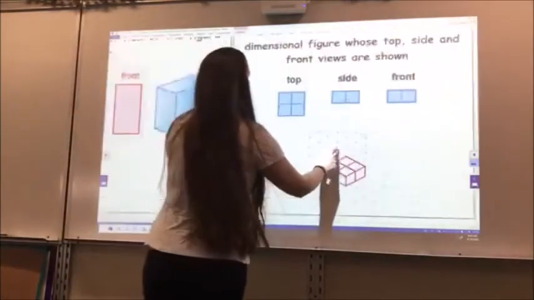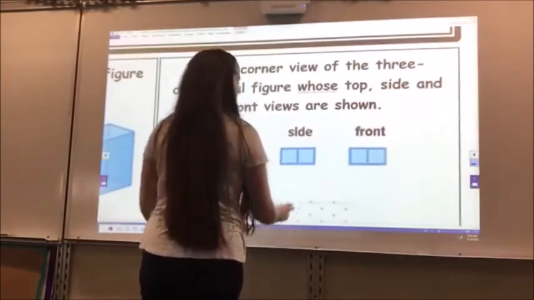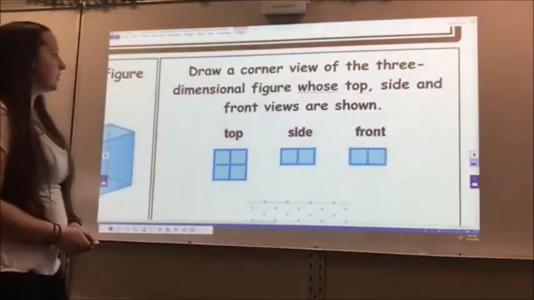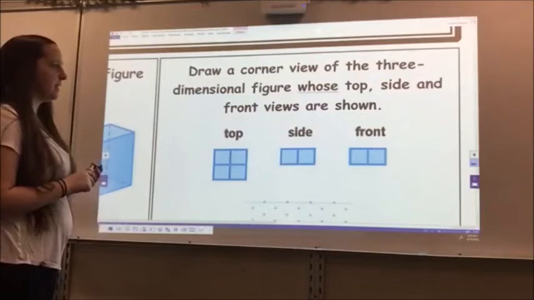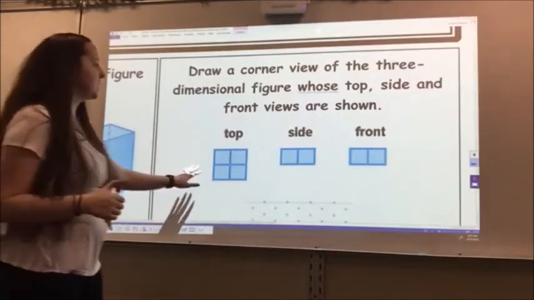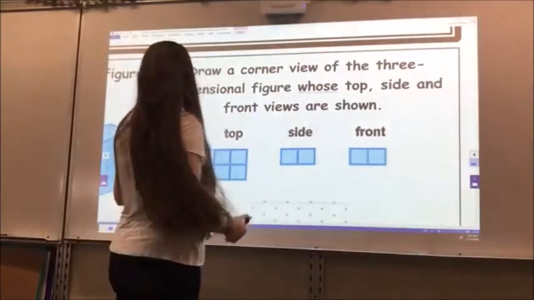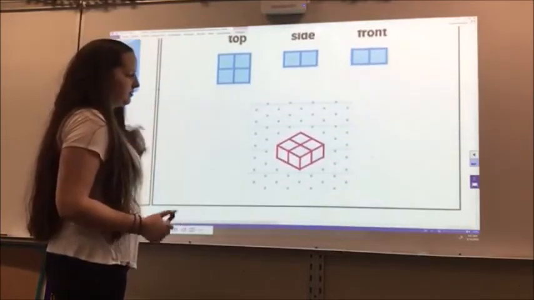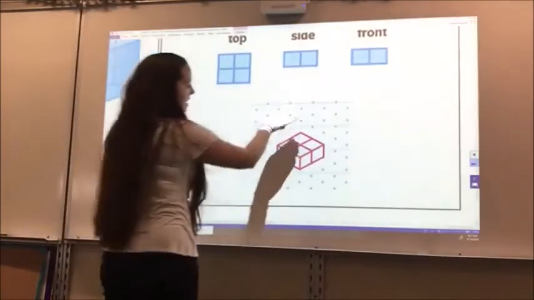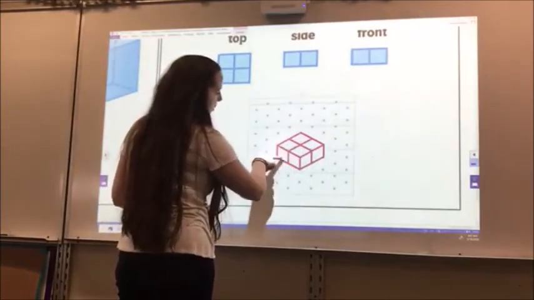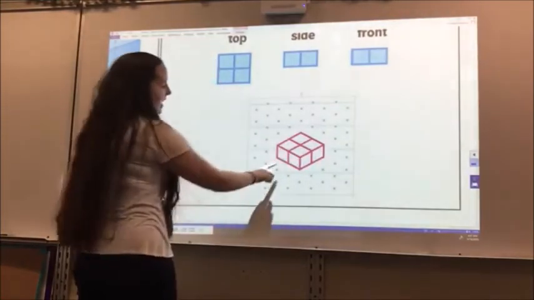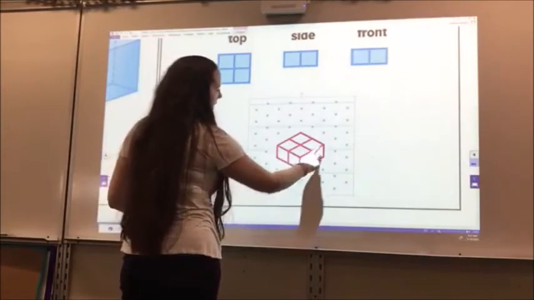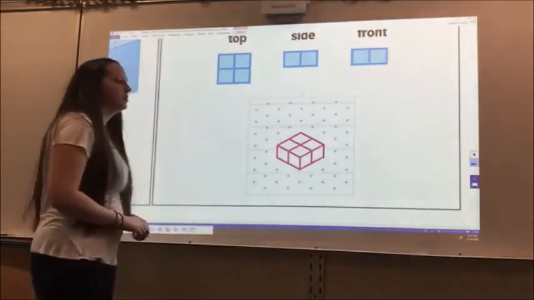My second one says draw a corner view of the three-dimensional figure whose top, side, and front views are shown. So here's my top, my side, and my front. When I draw this, I should get something like this. Here's my top view. I can look down. I drew the 4, right? The side, it goes up 1, and the front goes up by 1. So it's just a 1 view.